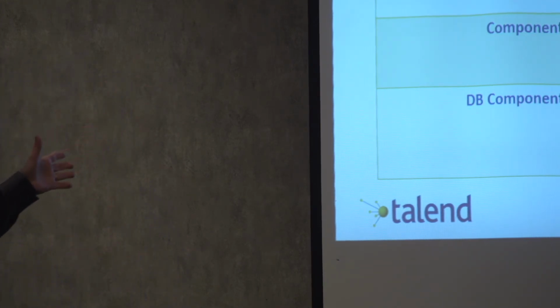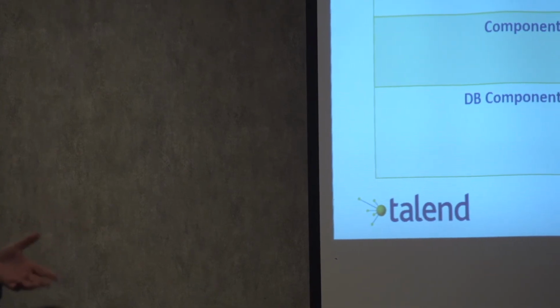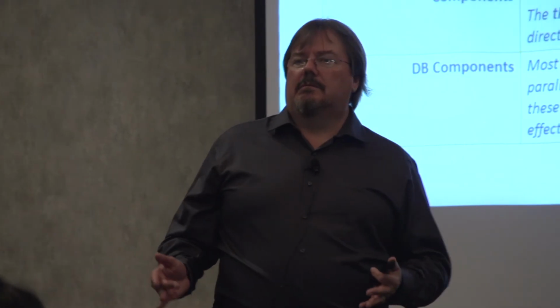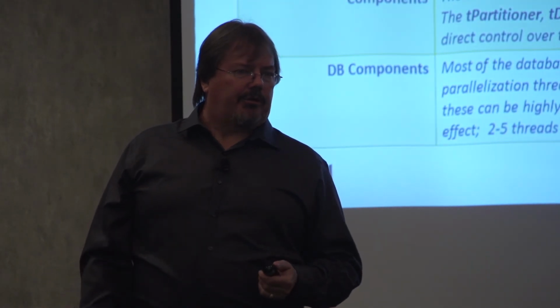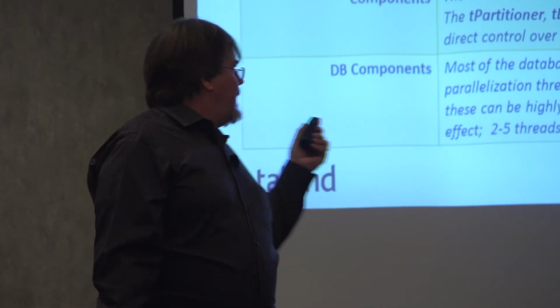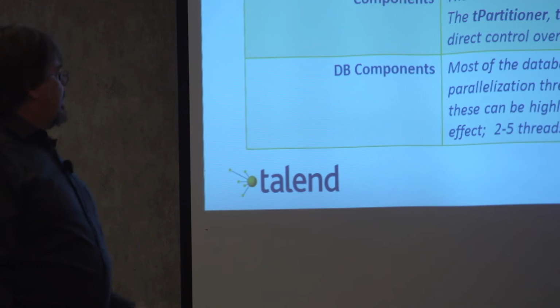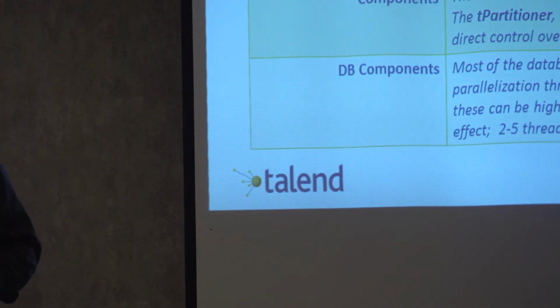And then the last level here is at the database component itself. Primarily, we're talking output components. If you go to the Advanced Settings tab, you'll find an enablement checkbox for using parallelization. And you can specify how many threads you want to use on inserts, updates, and deletes. Bulk loading, if you will, on just our standard output components. Recommended, use somewhere between 2 and 5 threads.